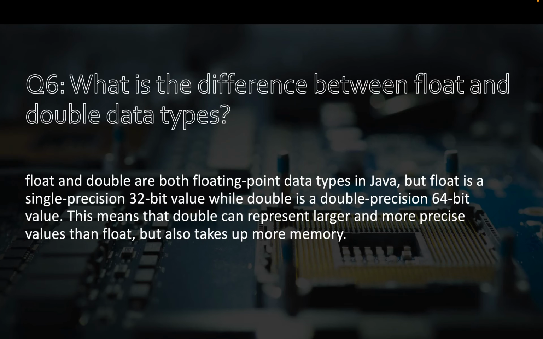Question number 6. What is the difference between float and double data types? Float and double are both floating point data types in Java, but float is a single precision 32-bit value while double is a double precision 64-bit value. This means that double can represent larger and more precise values than float, but also takes up more memory.